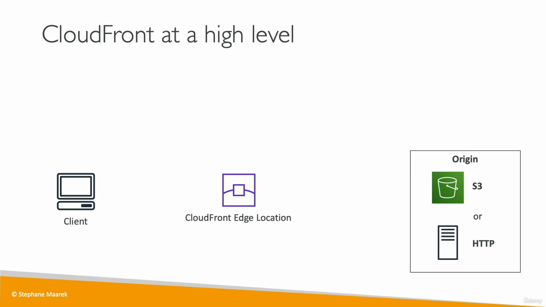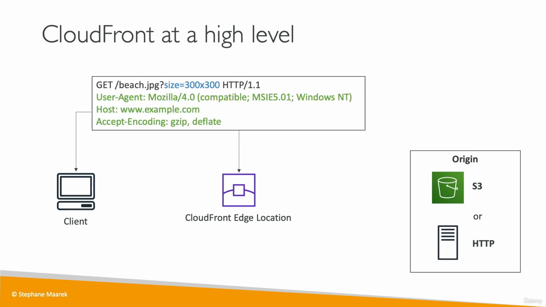When the client does an HTTP request into your edge location, the edge location will see if it has it in the cache. If it doesn't have it in the cache, then it will go to the origin to get the request result. And then once it retrieves the result, it will cache it into a local cache so that if another client requests the same content from the same edge location, the edge location does not need to go to the origin.